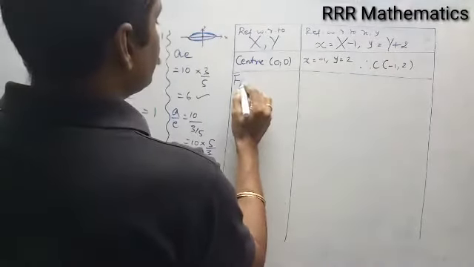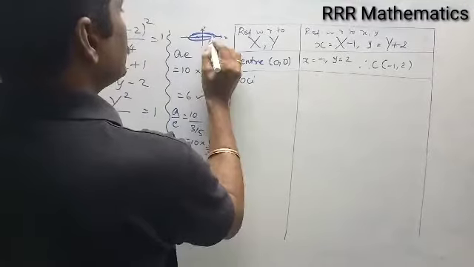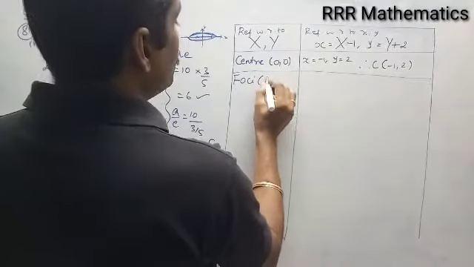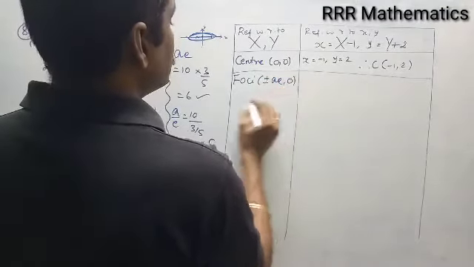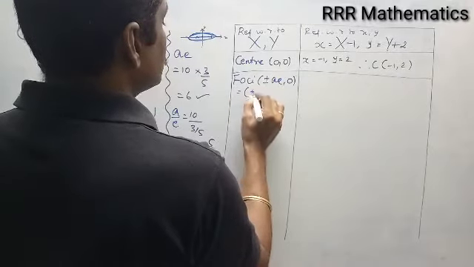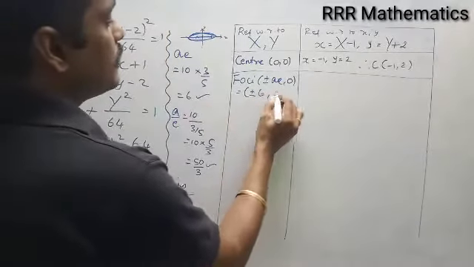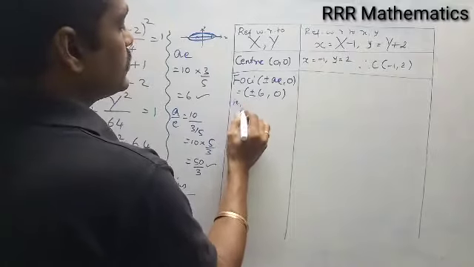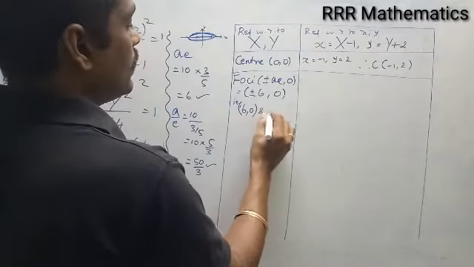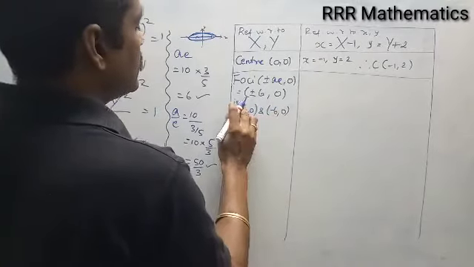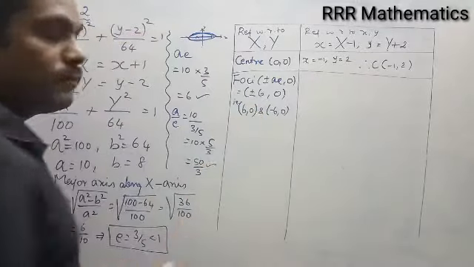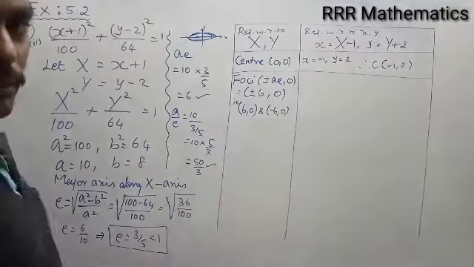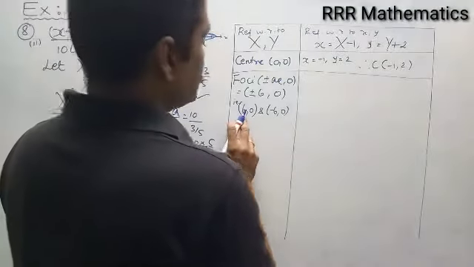Next, foci. Of course, the foci is on x-axis. Foci will be plus or minus AE, 0. That is plus or minus, what is AE? 6, 0. That is 6, 0 and minus 6, 0. Got it? We have foci which is plus or minus 6, 0 and capital X is 6.